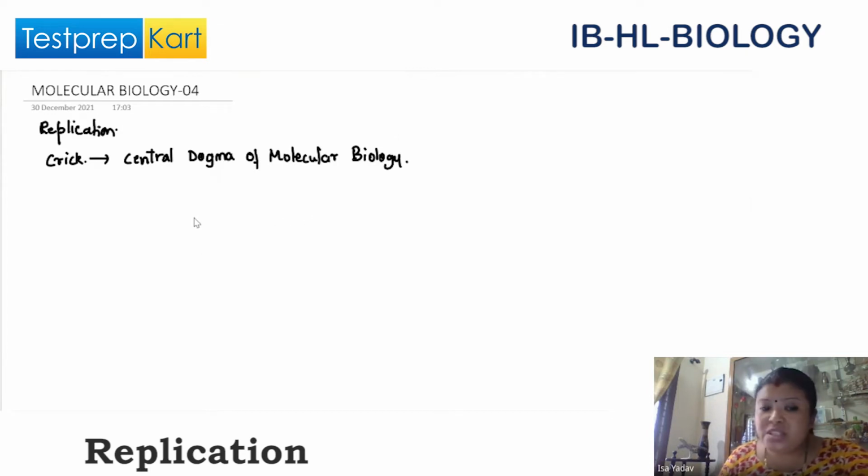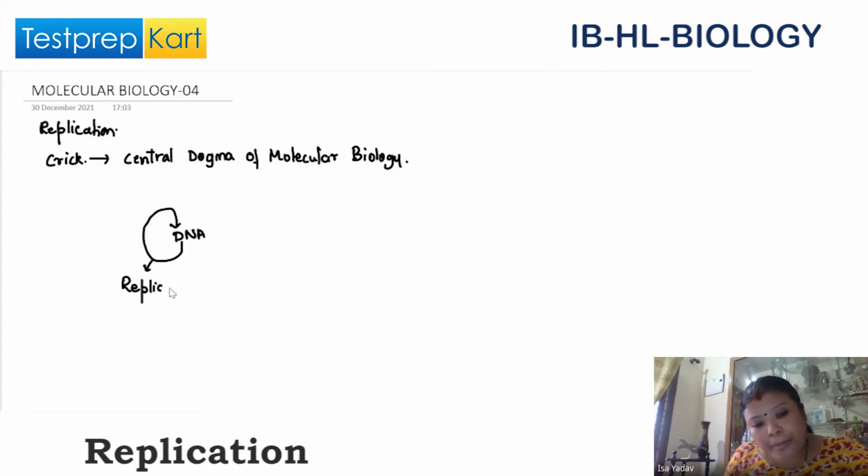So, according to the central dogma, we have DNA. DNA is able to self-replicate, generate its own kind, self-replication. Okay, so this is called replication.